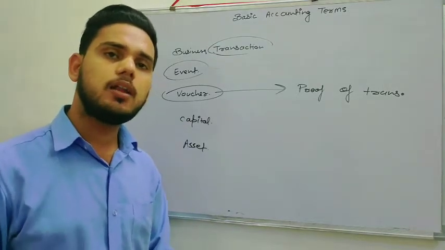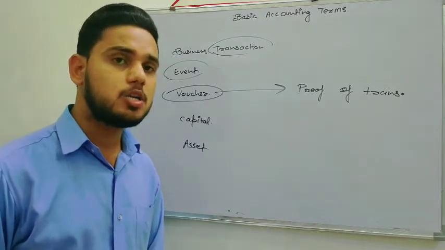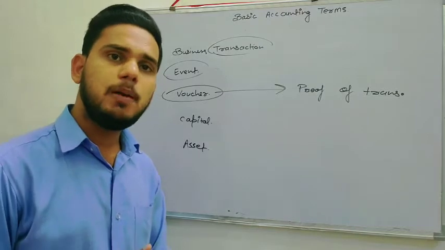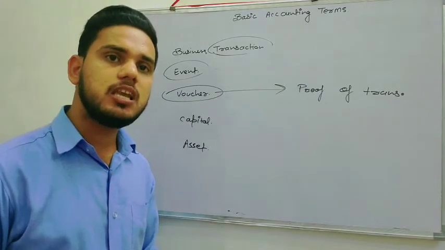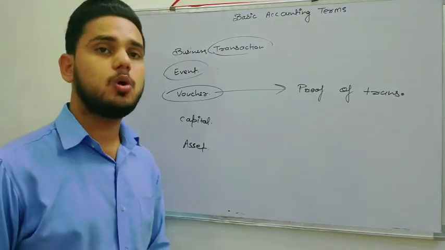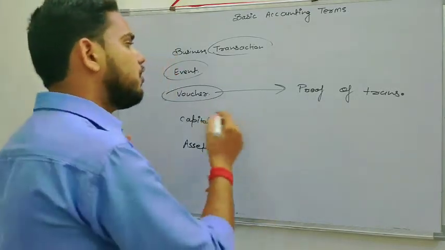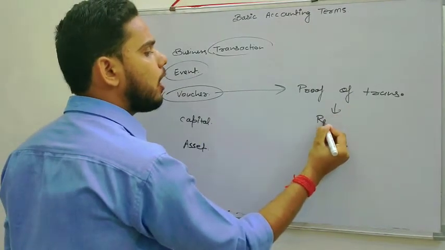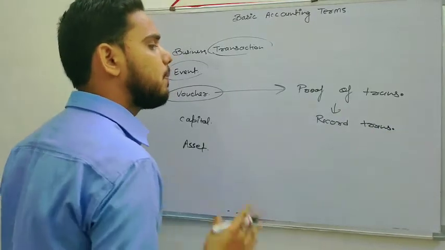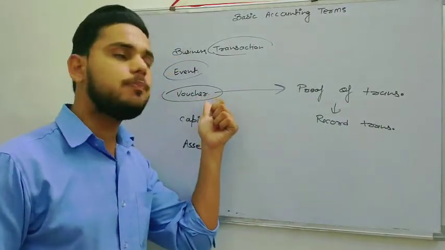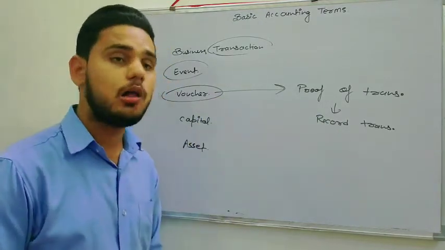Whenever you go to a place to buy something, you get some receipt of that purchase. That receipt, that bill of transaction, is known as a voucher. Means whatever bill you received for your shopping is a voucher. Now what is a voucher? A voucher is a proof of transaction, and with the help of a voucher we record transactions. We discussed this when we were discussing the process of accounting. So I hope voucher is also clear to you.